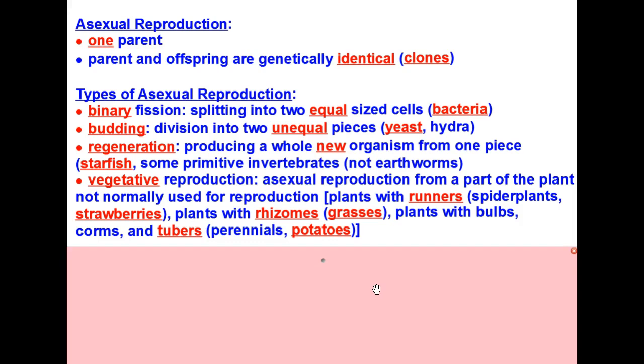Examples of this include plants with runners. Runners are above ground stems that can strike roots. Examples include the spider plant and the strawberries. We also have plants with rhizomes. Rhizomes are long horizontal underground stems, of which the most common example are grasses.